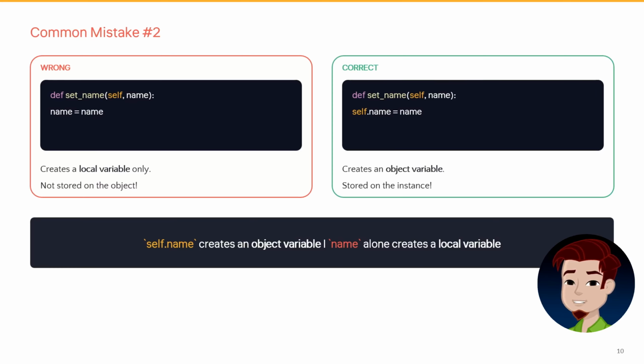Another very common mistake is this. Class Student, def set_name(self, name): name = name. This only changes a local variable. It does not store data inside the object. The correct version is self.name = name, because self.name creates an object variable.